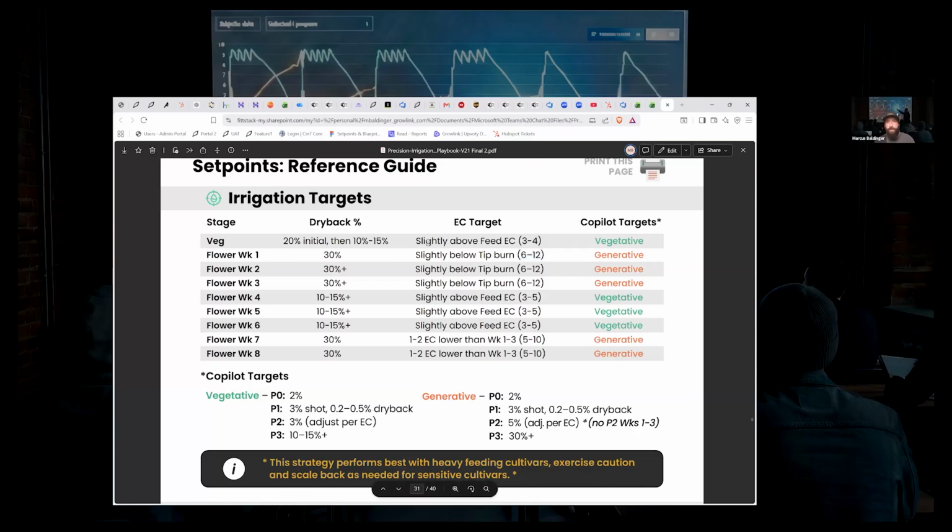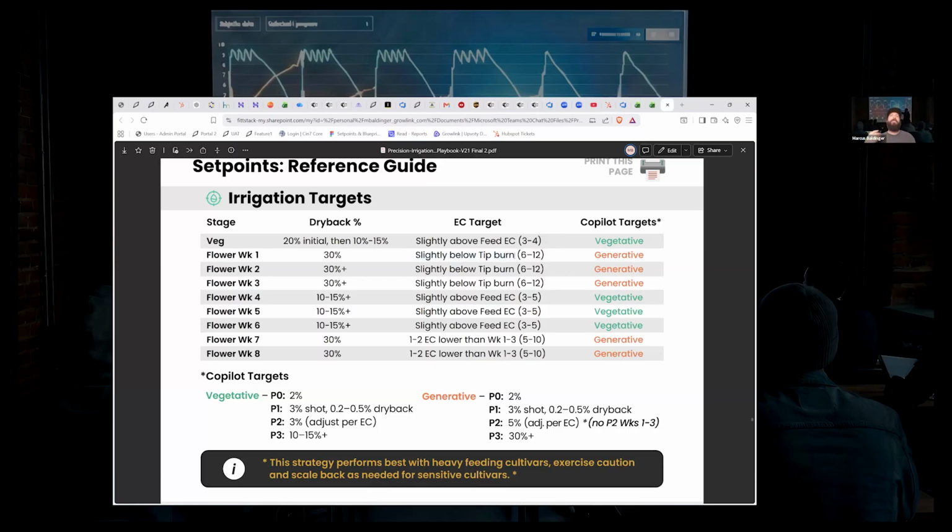So, for example, in veg, slightly above feed EC, that's what I want my EC target to be. If I'm feeding at 3 EC, I want to see my substrate on the sensors reading between 3 and 4. That tells me that I am pushing adequate 20-30% runoff and that it's not building up a ton of salt inside the substrate. Now, when I'm trying to stack EC in weeks 1, 2, and 3, I am looking for where I get slightly below tip burn.